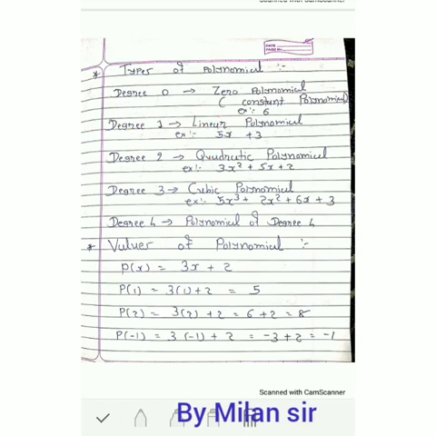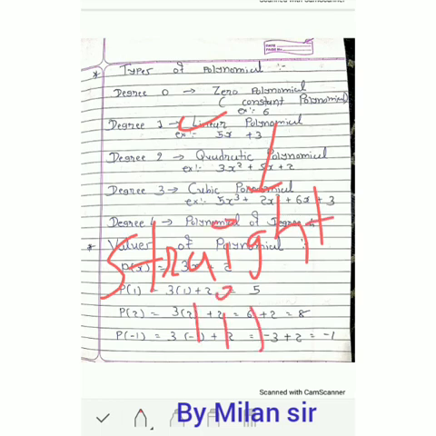There is one reason for the name linear polynomial: if we draw the graph of this polynomial, it always gives us a straight line. That's why it is called a linear polynomial, because its graph always shows one straight line. We will discuss that later.